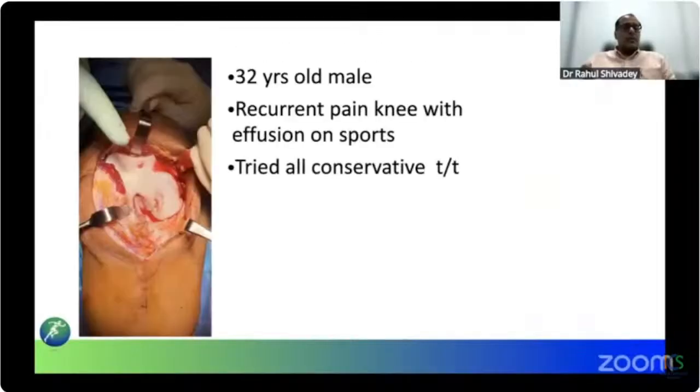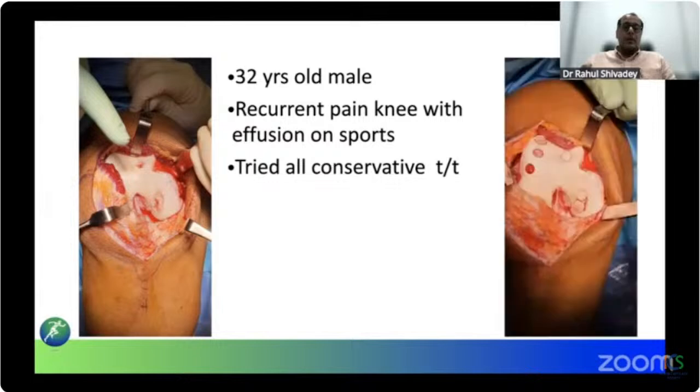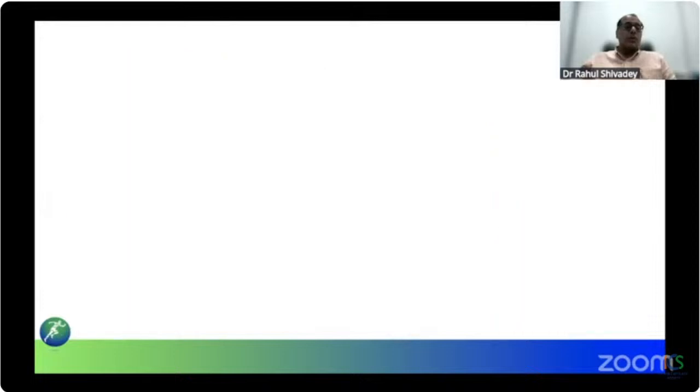Another patient, a 32-year-old male, with recurrent knee pain, arthritis, effusion, and all sports affected. We tried all conservative treatment. Those were the days when we were doing more open procedures for OATS, and we put in 3 plugs. This patient has been doing well. I've followed up this patient for more than 4 years, and he has returned to all his activities.